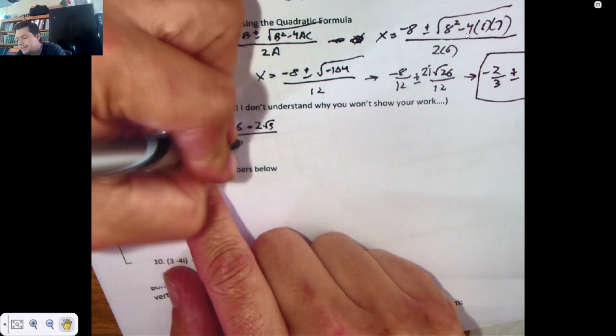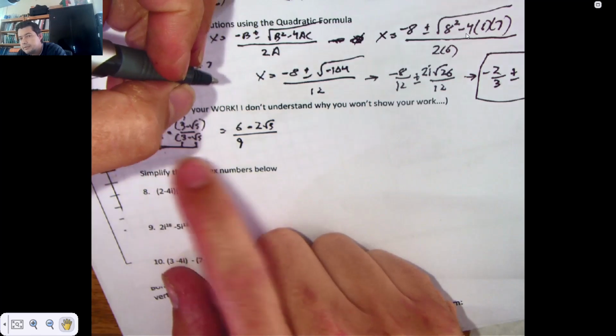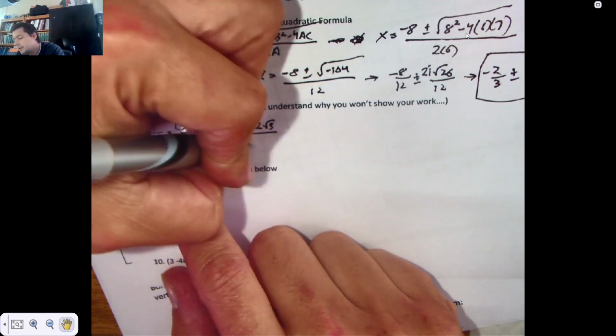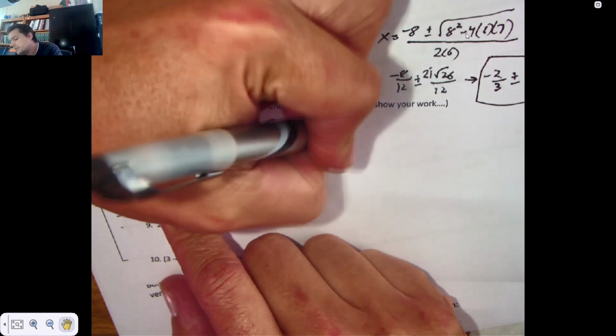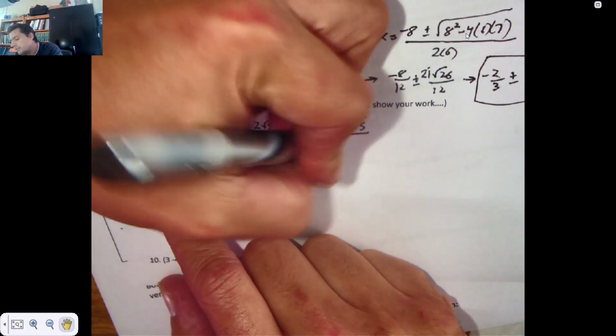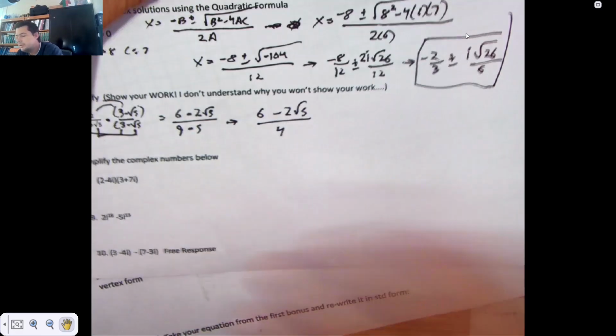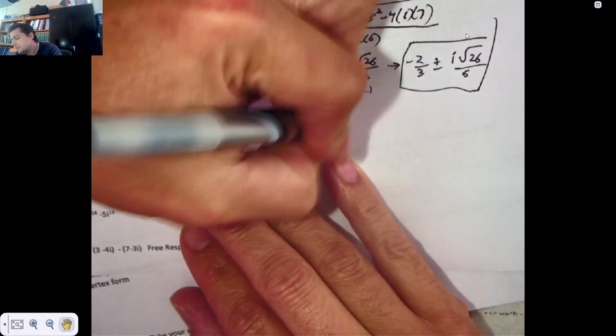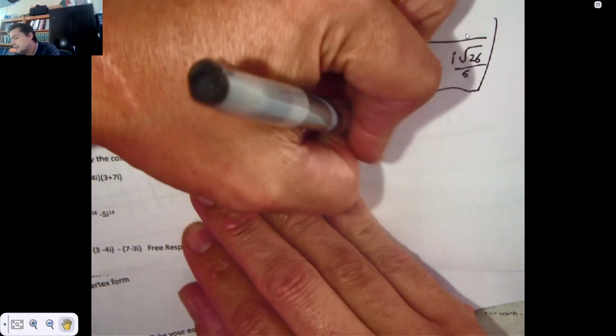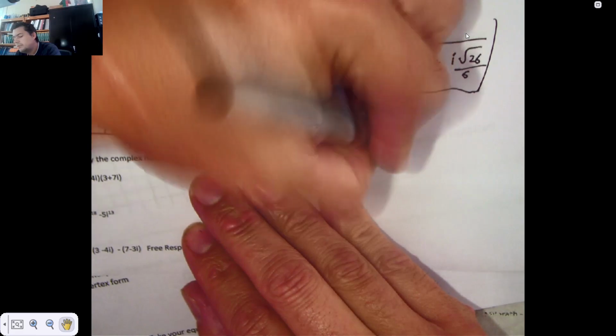Down low, all you got to do is F and L. 3 times 3 is 9. Positive root 5 times a negative root 5 is minus 5. Moving on with my life. 6 minus 2 root 5 over a 4. I'm going to split that into two parts so you guys can see the simplification better. That's 6/4. Take away 2 root 5 over 4.